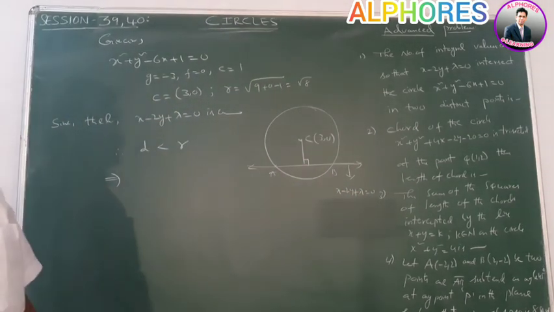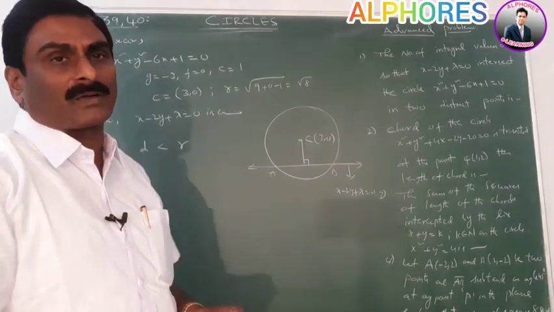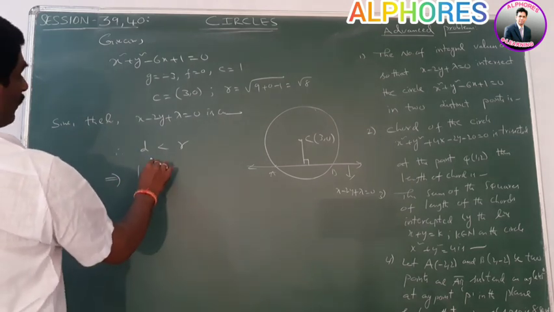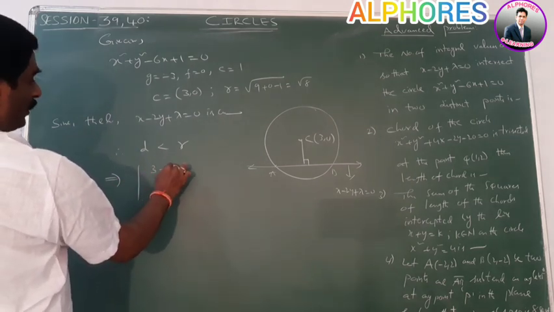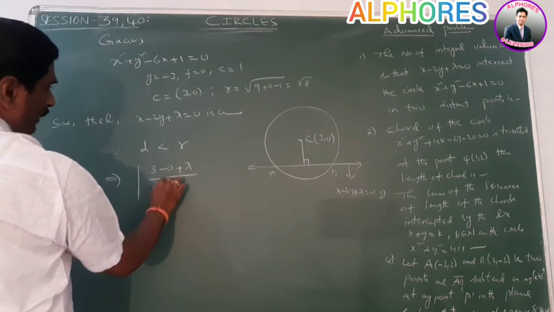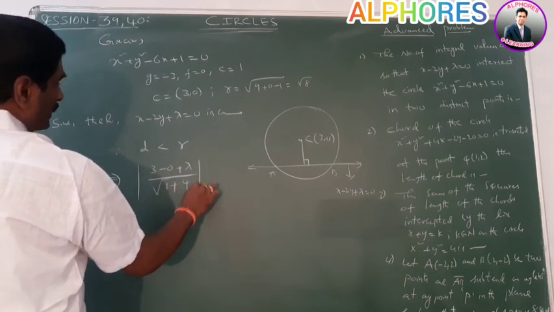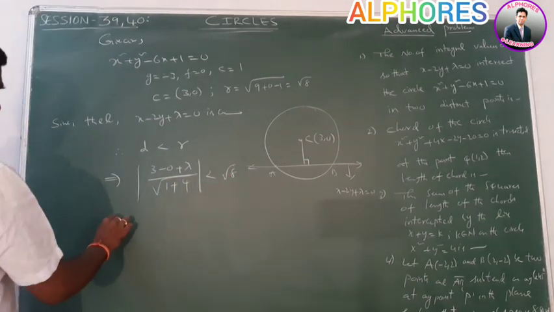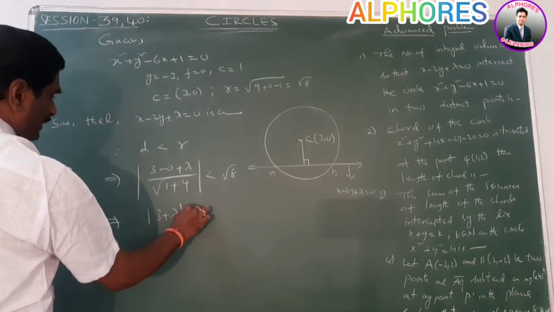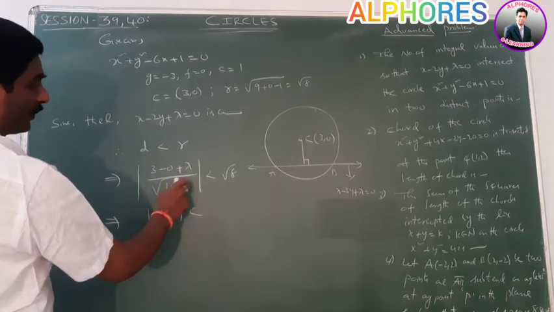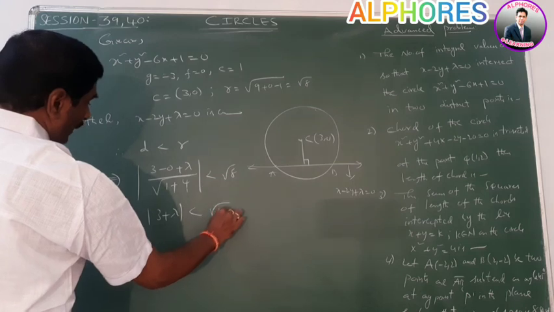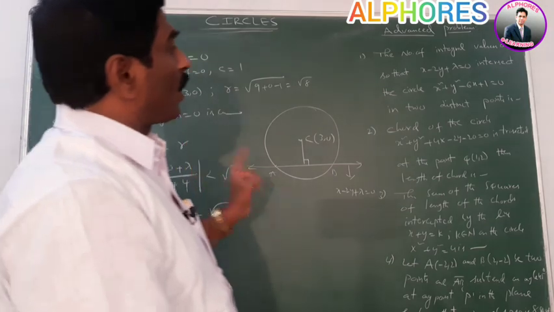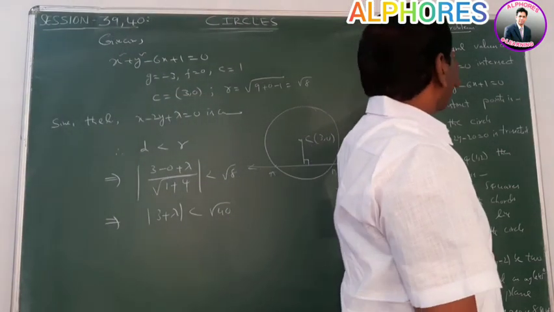The perpendicular distance from a point to the line is mod of ax1 plus by1 plus c, by root over a square plus b square. That means mod of 3 minus 2 into 0, which is 0, plus lambda, by root over a square plus b square, which is 1 plus 2 square, means root 5, is less than the radius of the circle, root 8. Radius of the circle is root 8. That means mod 3 plus lambda is less than root 5 into root 8, which is root 40. This value is less than root 40. It is the condition.